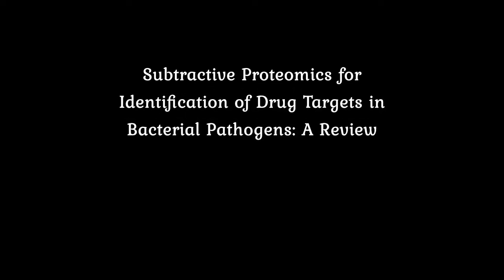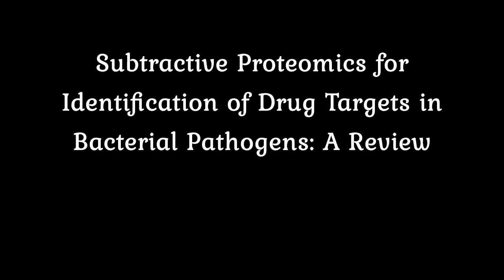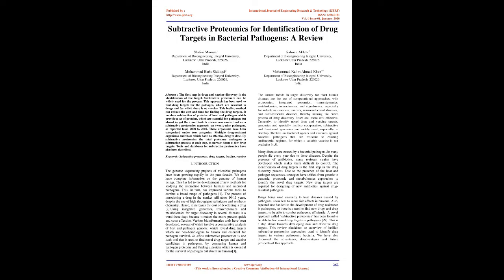Subtractive Proteomics for Identification of Drug Targets in Bacterial Pathogens, a review. Abstract: the first step in drug and vaccine discovery is the identification of the target. Subtractive proteomics can be widely used for the process. This approach has been used to find drug targets for pathogens which are resistant to drugs and for which there is no vaccine. This in silico method can reduce the cost and time for finding the drug targets.